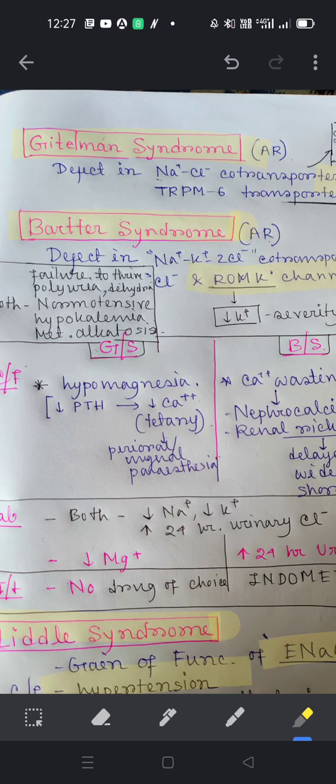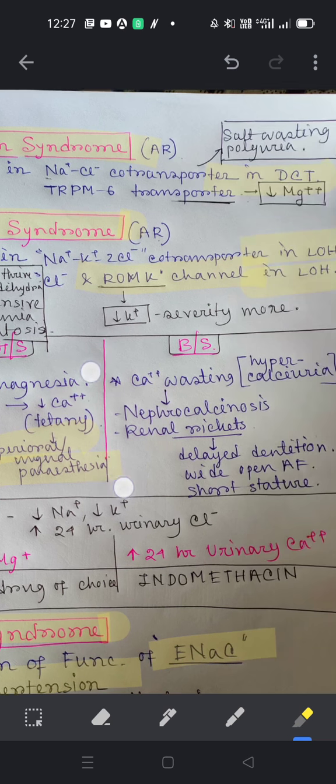In Gitelman syndrome, there is hypomagnesemia, but in Bartter syndrome there is no defect in the TRPM6 transporter, so there is no hypomagnesemia. In Gitelman syndrome, this hypomagnesemia leads to a low parathyroid hormone level, which leads to tetany and hypocalcemia. The clinical symptom is perioral or periungual paresthesia.